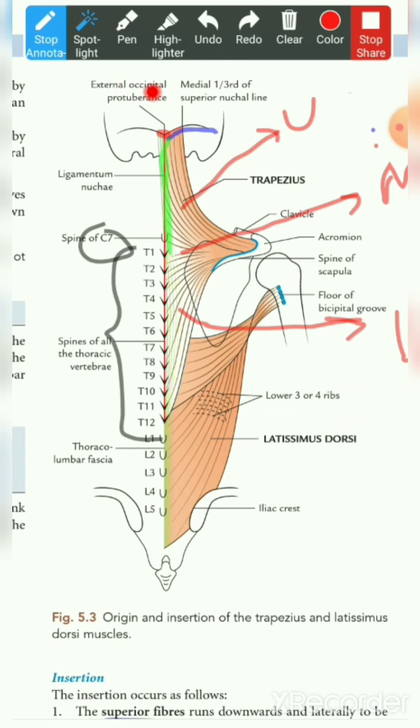And this external occipital protuberance and medial one third of the superior nuchal line are located on the occipital bone of the skull. And look at that, it is inserted by three fibers: upper, medial fiber, and lower fiber. And it is inserted in the posterior surface of the lateral one third of the clavicle, as well as the acromion process and upper crest of the spine of the scapula.